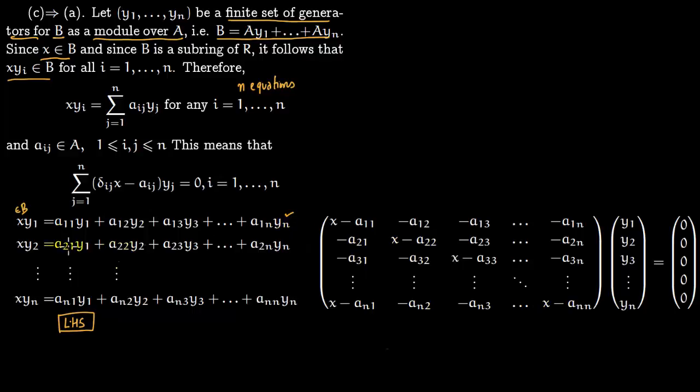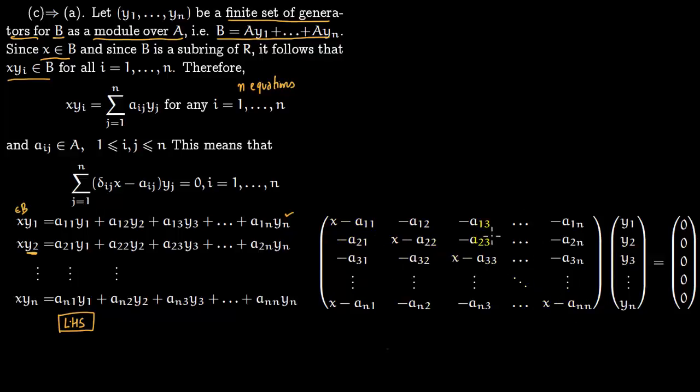So on the right hand side only zeros are remaining, only zeros on the right hand side. So you have x minus a11, which will be multiplied by y1, minus a12 y2, minus a13 y3, and so on. So here you have x y2, so you get minus a21 here, then you have x minus a22 y2, and again the same thing. So you can do the same thing here. Now you see the diagonal is where x is lying.